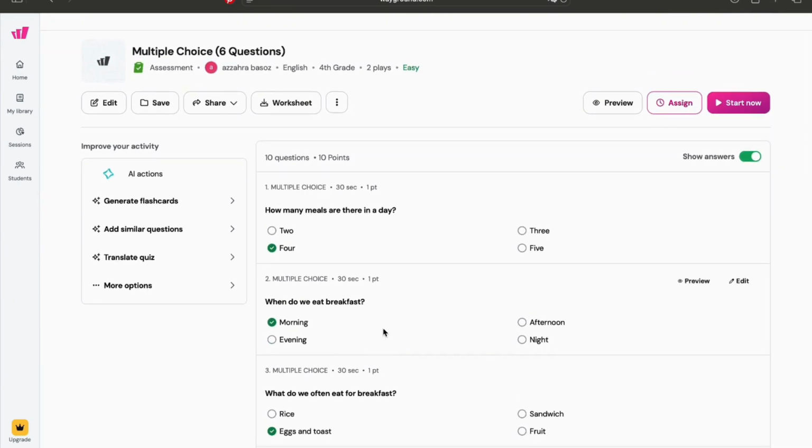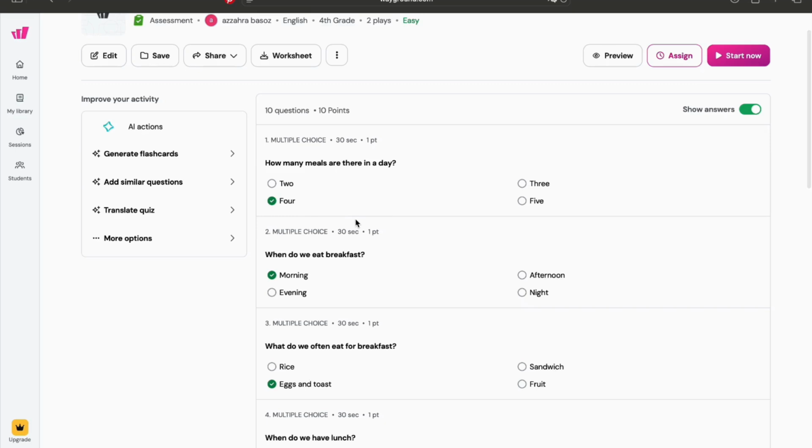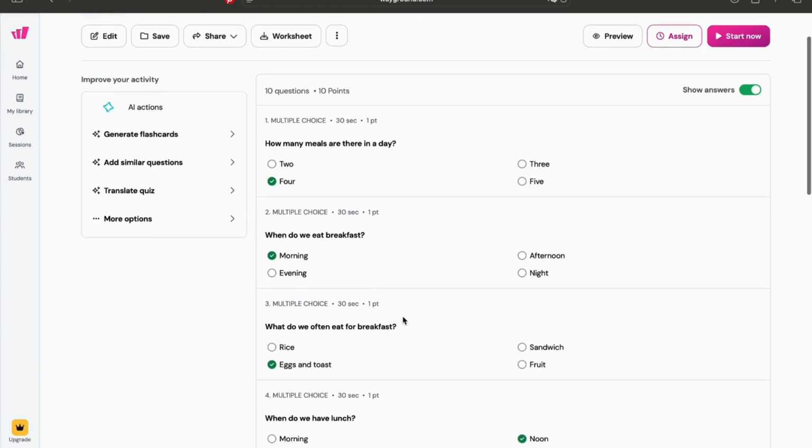The question focus on several aspects. First, students are asked to identify types of meals, such as breakfast, lunch, snack, and dinner. Second, students are asked to recognize the time of each meal, for example, in the morning, at noon, in the afternoon, and in the evening.